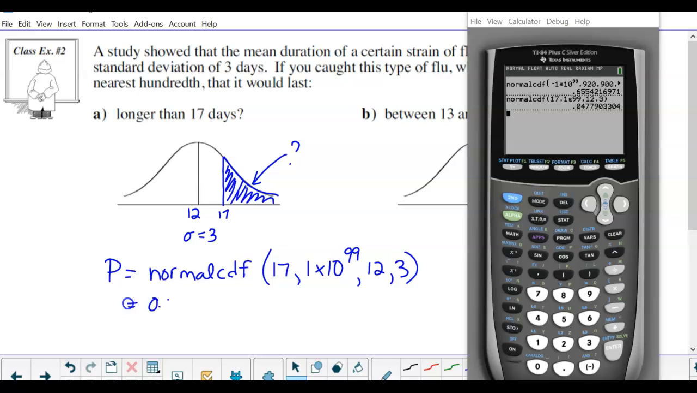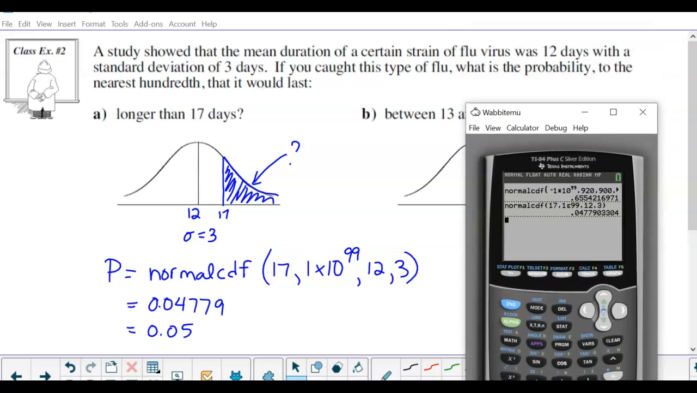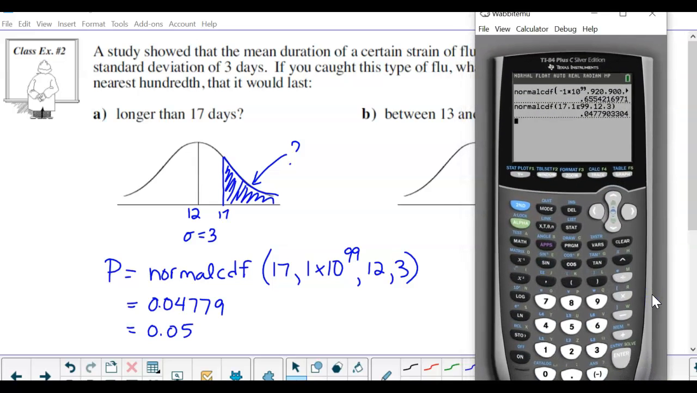To the nearest hundredth, I'm going to write a few decimal places so you can check. So probability to the nearest hundredth. All good. Probability is a number less than 1. So you leave it, you don't multiply by 100.